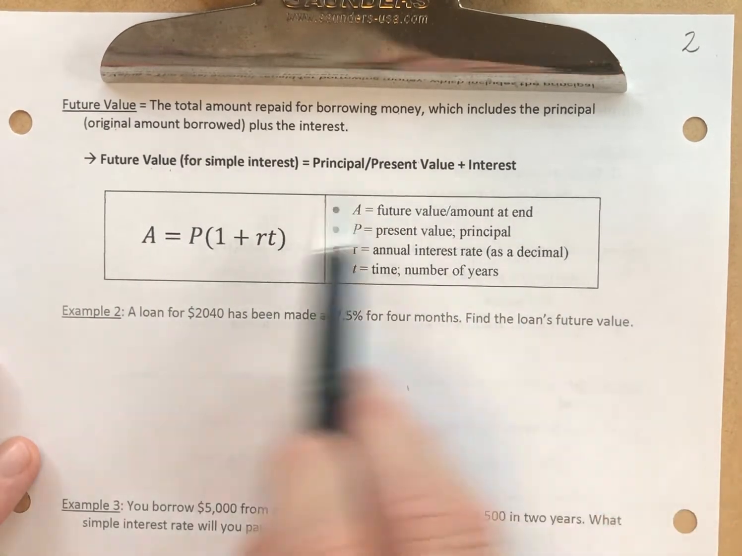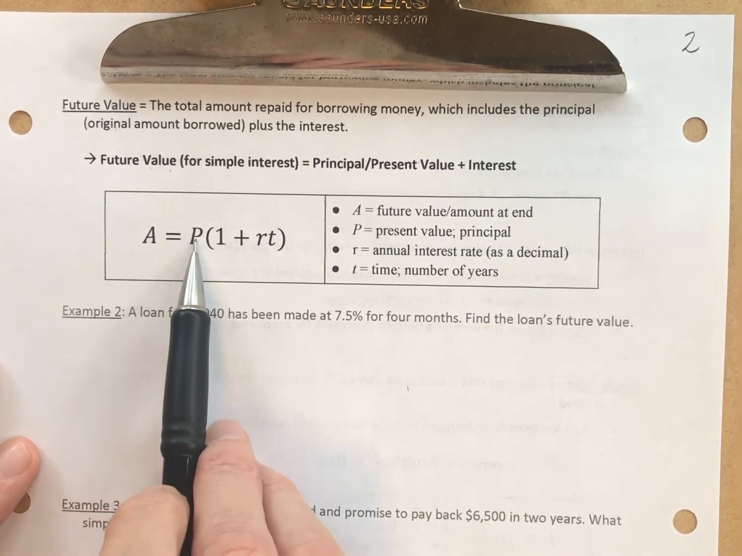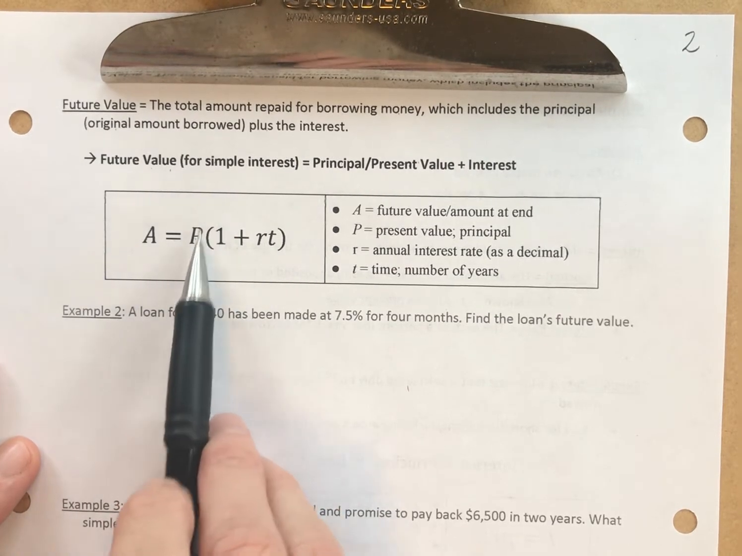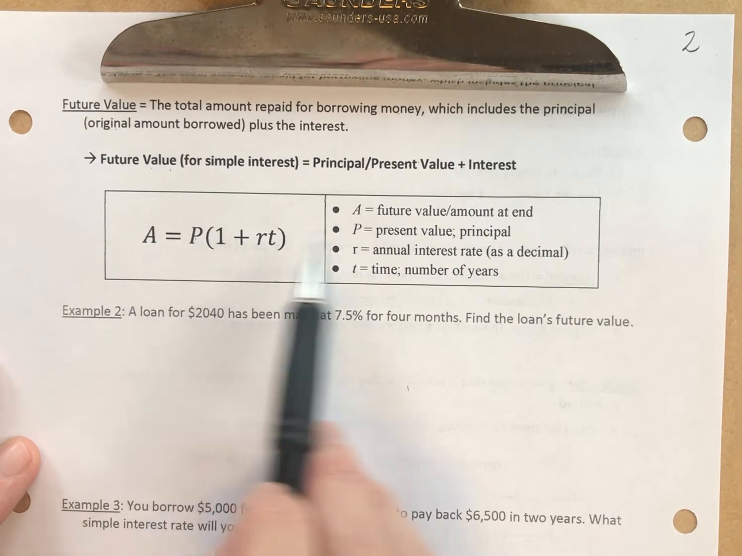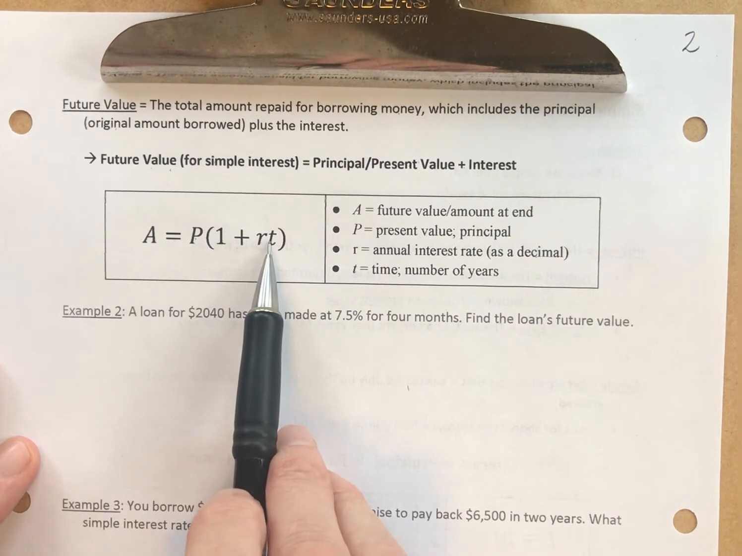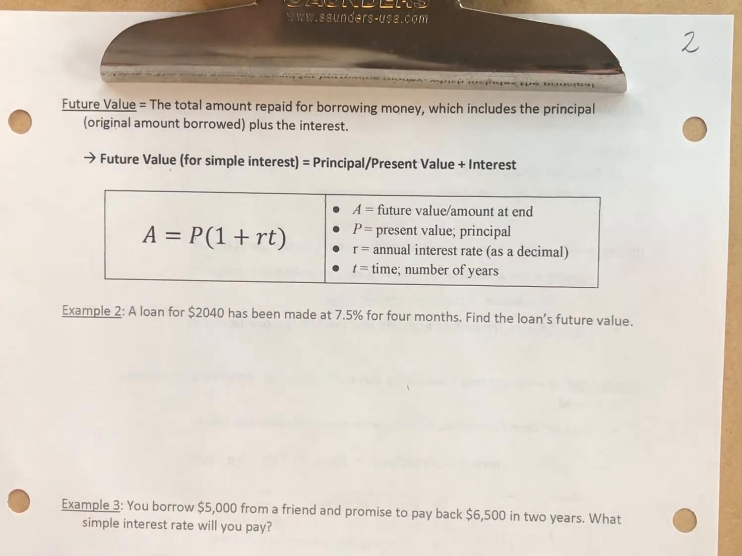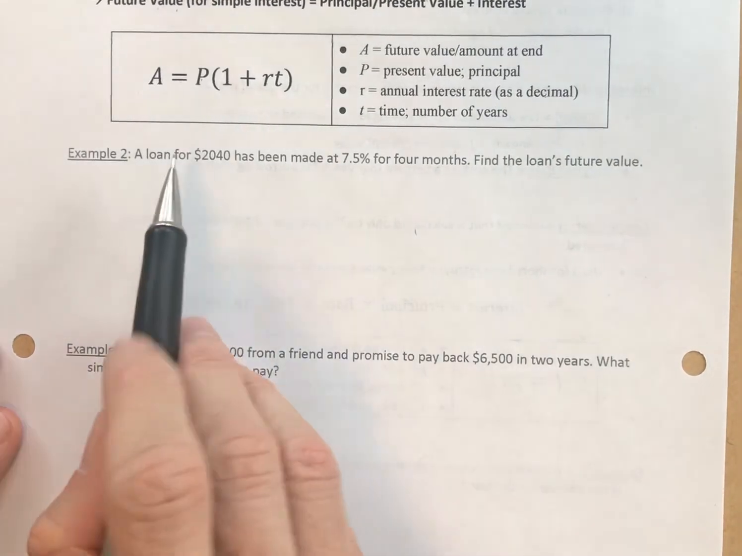Here is the formula. The future value, or the amount at the end, is equal to the present value, or the principal, times the quantity 1 plus the rate as a decimal, times the time, which is in years. Okay, let's look at some examples here to help us with this. We'll make use of this formula.